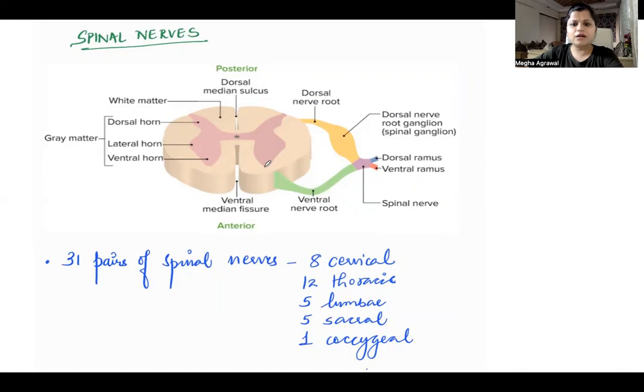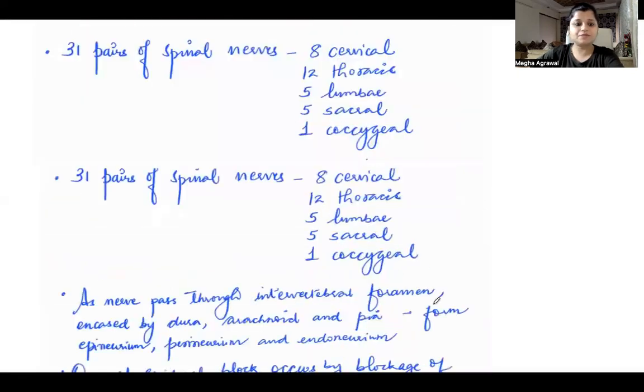This we have read earlier in our medicine classes. Okay, so now these two roots combine to form the spinal nerve in the intervertebral foramen, and then they emerge. So as we know, there are 31 pairs of spinal nerves: 8 cervical, 12 thoracic. Now the vertebrae were 7 cervical, but spinal nerves are 8 cervical, 12 thoracic, 5 lumbar, 5 sacral, 1 coccygeal.